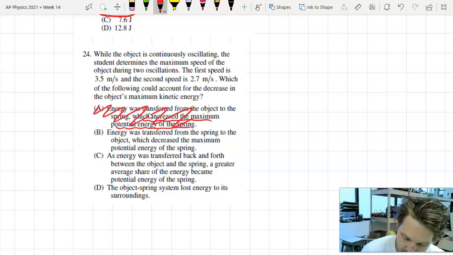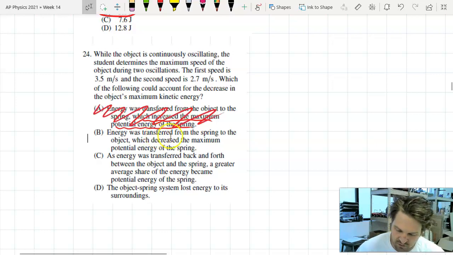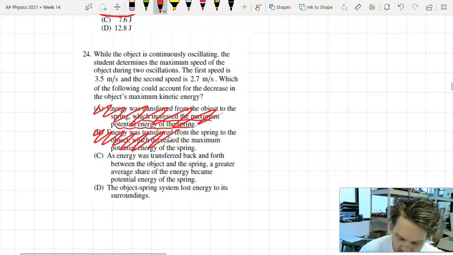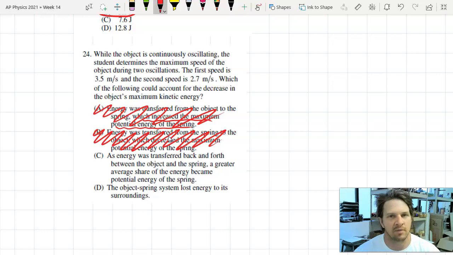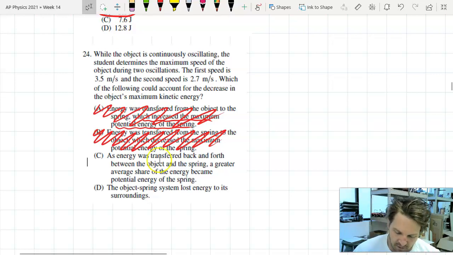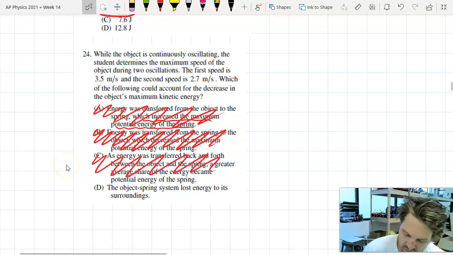So A is out. B, energy was transferred from the spring to the object, which decreased, same reasoning. We're not decreasing or increasing the maximum amount of energy in it. It's just being passed back and forth. As energy was transferred back and forth, a greater average share of the energy became potential. That doesn't make sense either. So D is the only answer.